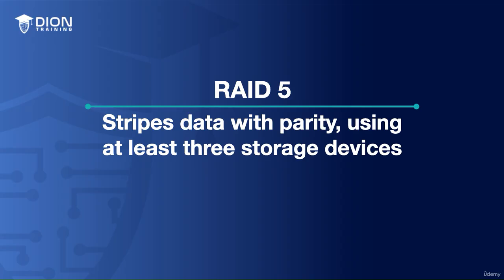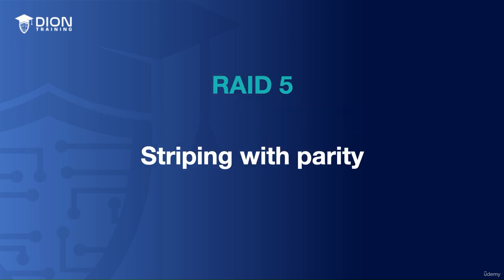Third, we have a RAID 5. Now, a RAID 5 is known as a striping disk with parity, and it requires the use of at least three physical storage devices in order for it to work. A RAID 5 will provide us with fault tolerance by striping the data across multiple physical storage devices, as well as writing the parity data across the disk array. The keywords that you need to remember for a RAID 5 are striping with parity.